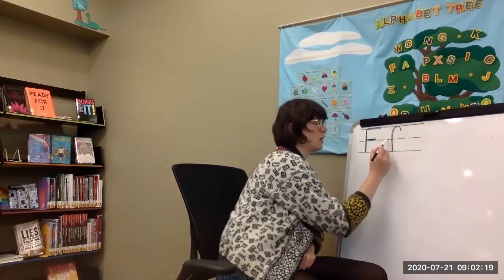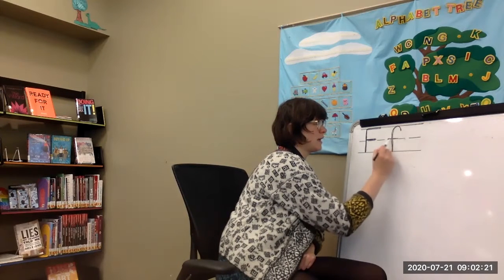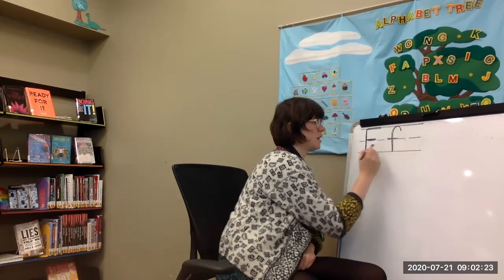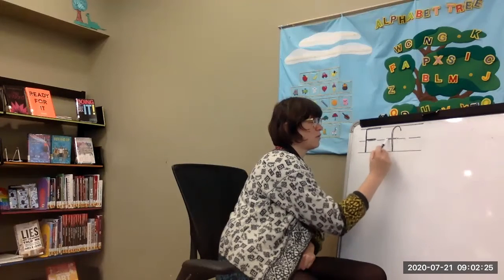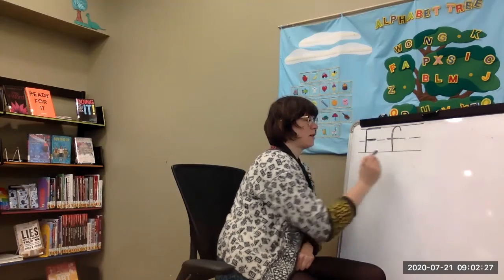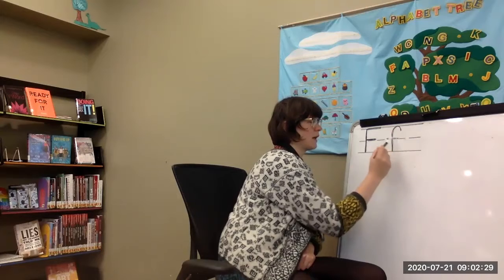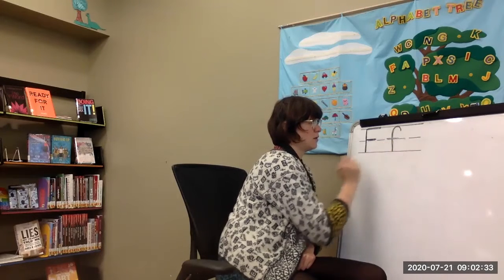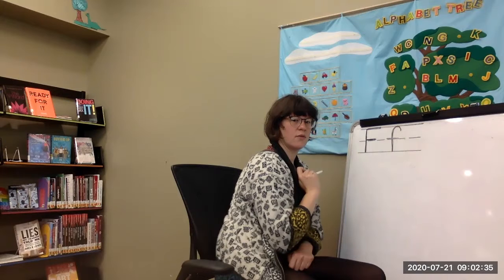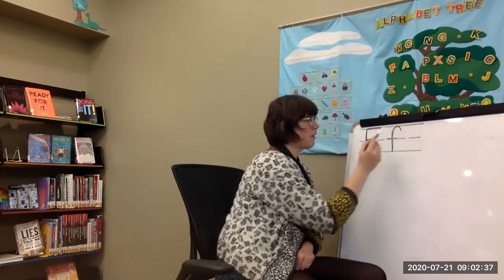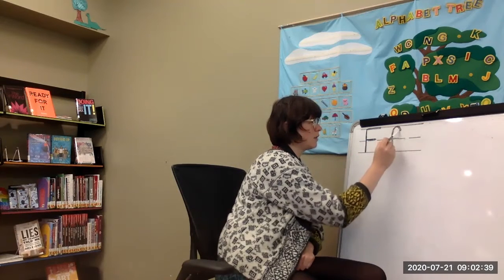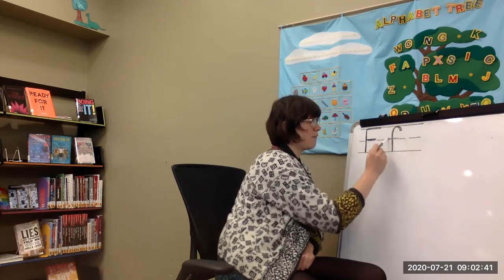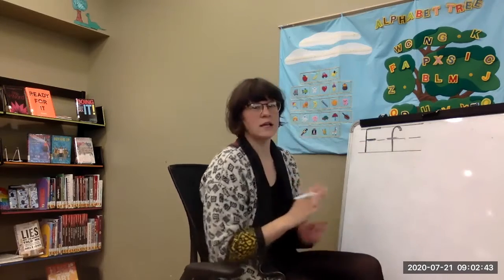And then we need to put a line through our candy cane. It doesn't start at the line, it goes right through that line. It might look like you're almost making a cross. Right across through that little F. So there's our uppercase and our lowercase F. Great job.